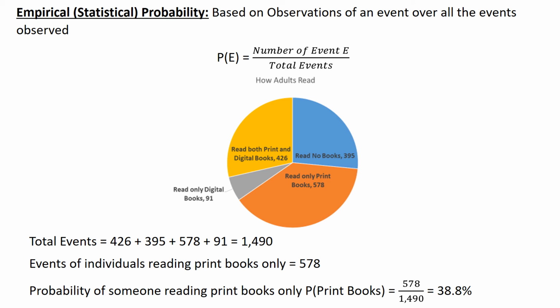Now, if I want to know how this is based for the entire United States, it is almost impossible to survey the 330 million people that live here, right? We use this as a sample. We could roughly say out of a sample of 1490, 578 read only print, or 38.8%. And this is where we use probability with statistics as a representation of the whole population.